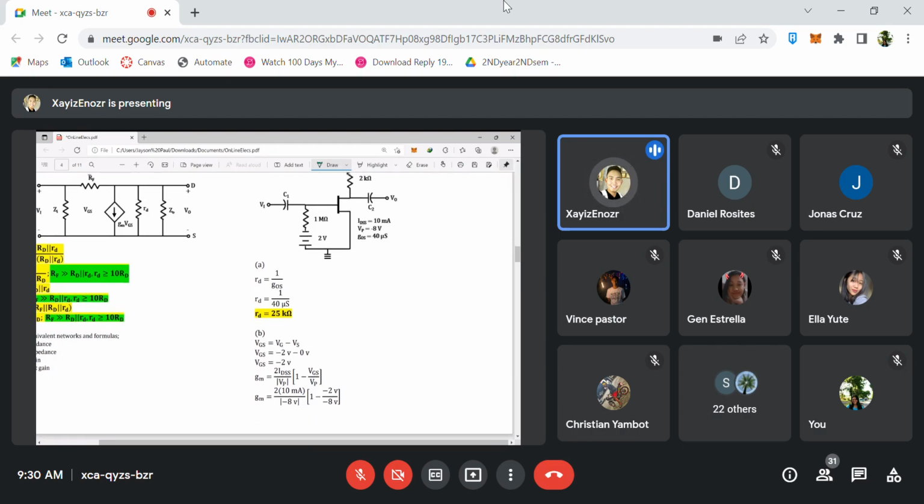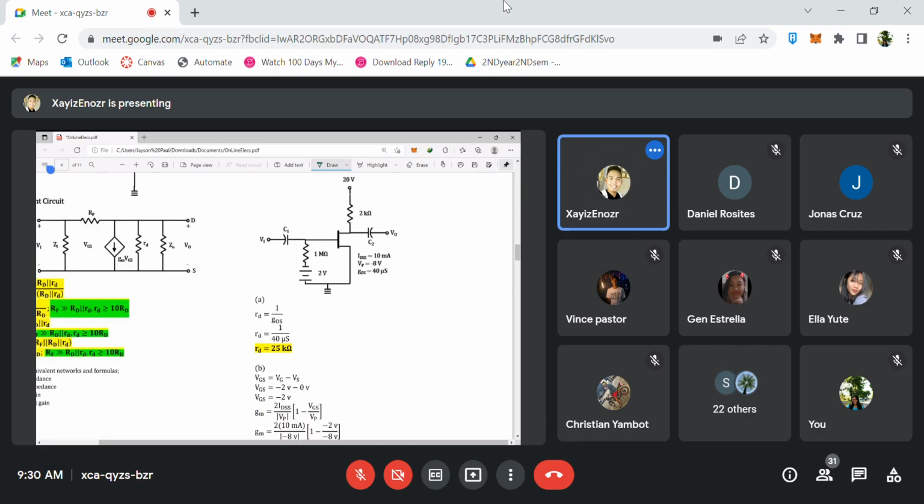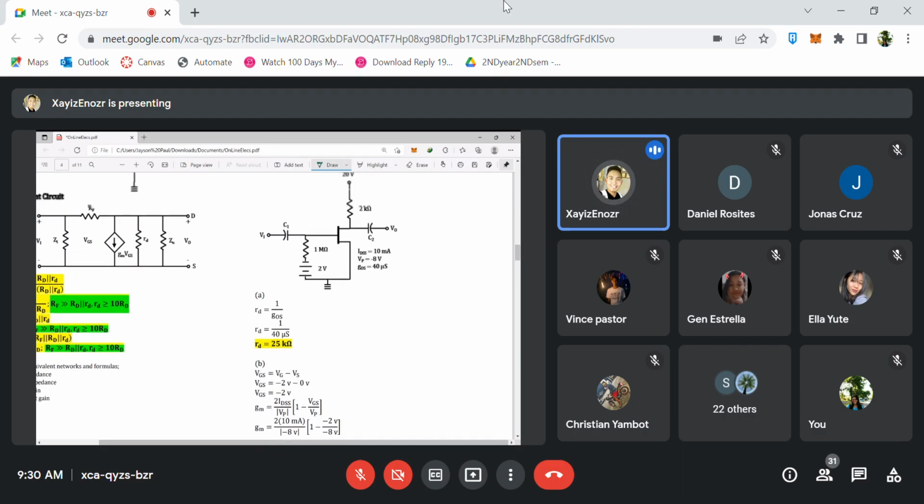Okay, so let's first find yung rd, or the dynamic drain resistance, which is the reciprocal ng gos. So 1 over gos, that is 1 over 40 microsiemens. 1 over 40 microsiemens, that is 25 kilo ohms. Okay, so yan. So okay si rd.